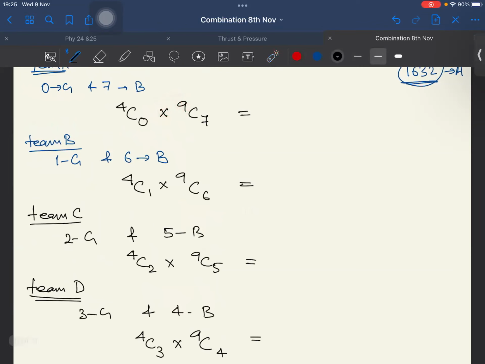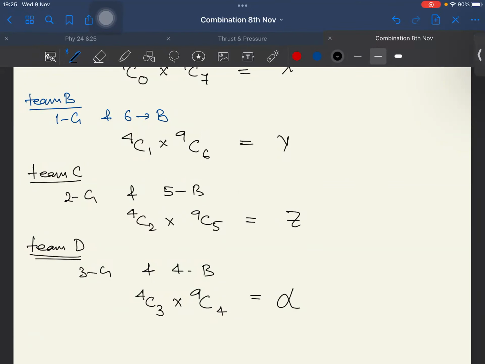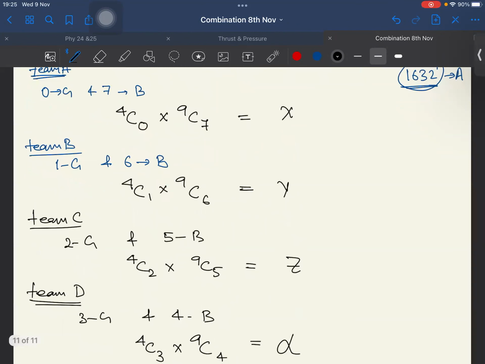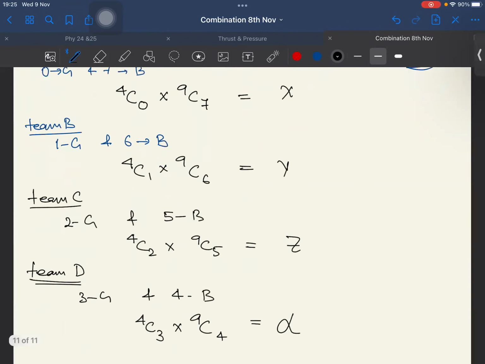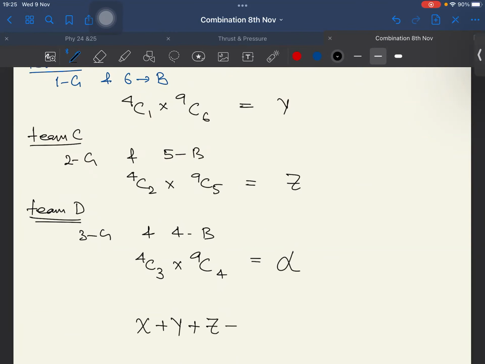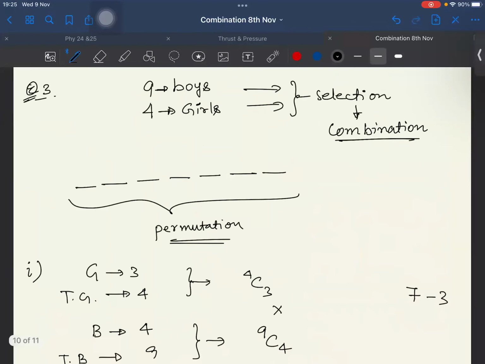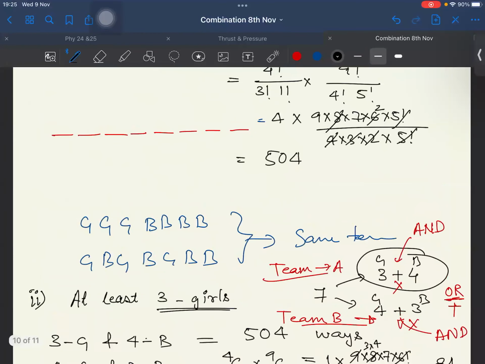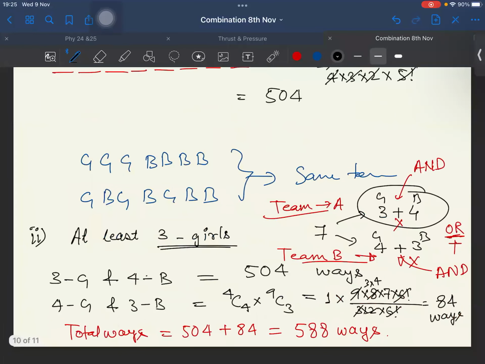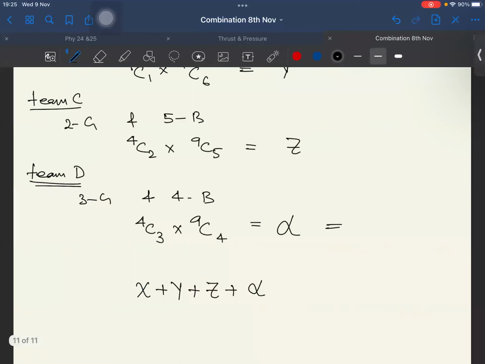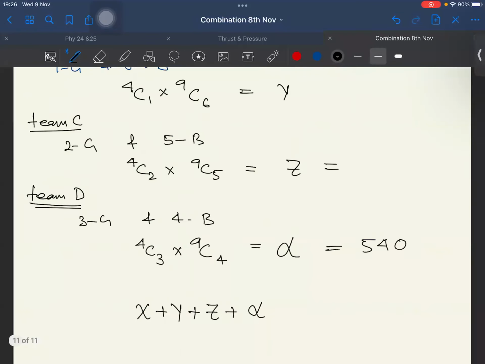So whatever values you are getting, let's say the values are x, y, z and alpha. Now we will add these values because either team A is possible or team B or team C or team D is possible. All teams will not exist simultaneously. So the final answer will be x plus y plus z plus alpha. I think the alpha value we already calculated. 4C3 into 9C4. How much is that? 84 ways. No, sorry, 504 ways. So alpha is 504. Tell me these values, someone.